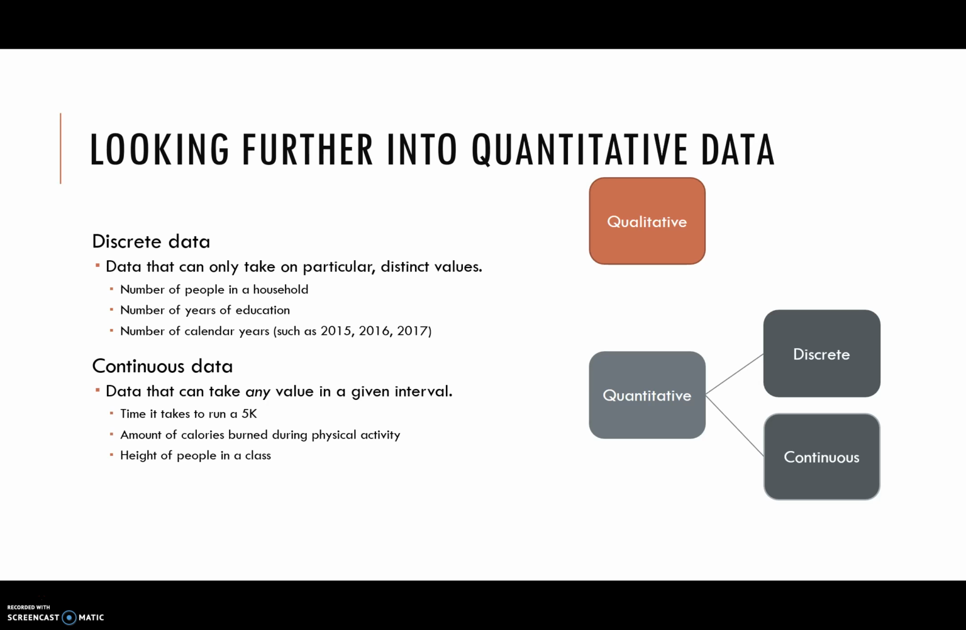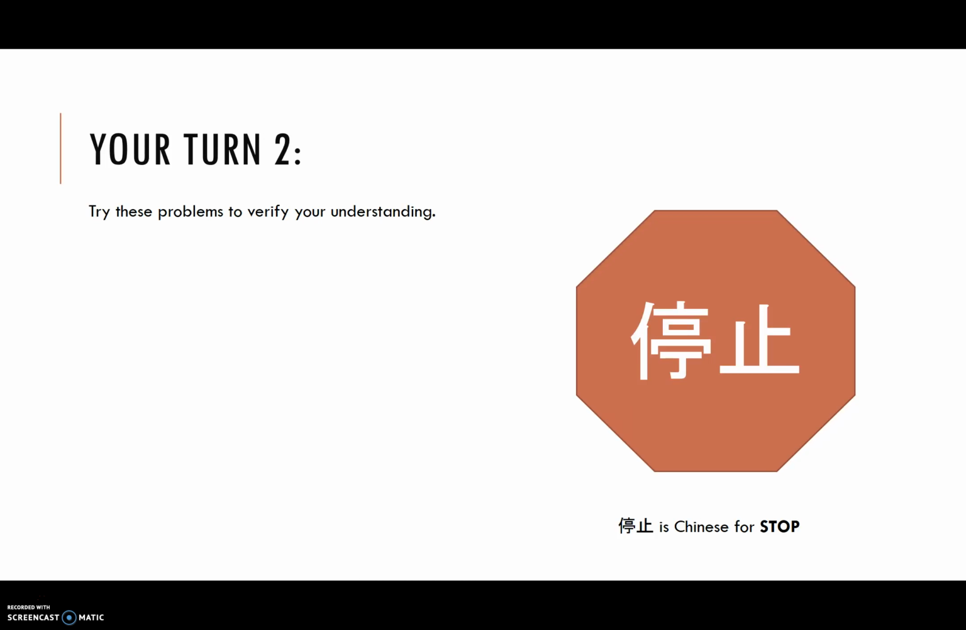So the biggest difference when you're talking about discrete and continuous data is ask yourself, is this something that is counted? In that case, it is probably discrete. Or is this something that is measured? In that case, it is probably continuous. So pause the video, give these problems a try, and when you're ready, push play.